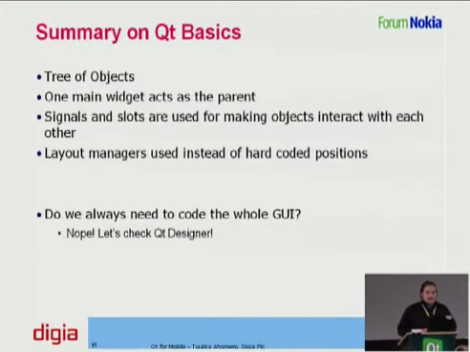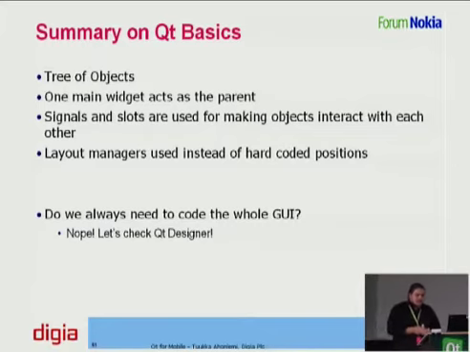Summary on Qt basics. Usually we have some sort of a tree of objects, and the main root node is something you create or show in the main function. That one can also include the logic of that application and so on. Signals and slots we use for having objects interact with each other.